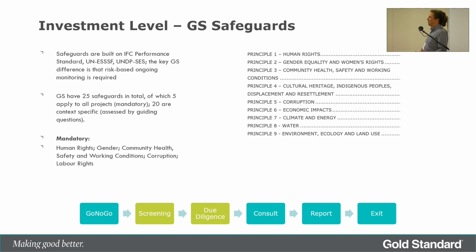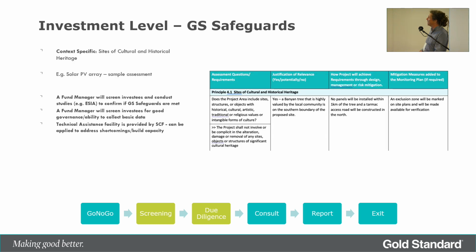I think you can see that if you make sure safeguards are addressed in these areas, it's generally going to mean the project has a greater potential to not fall into a trap of unintentional negative impact. In terms of how safeguards are assessed at investment level, on the next slide I'm just going to talk through an example of how a context-specific assessment might be done.